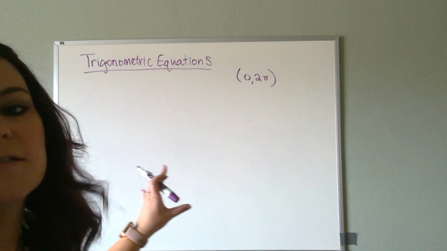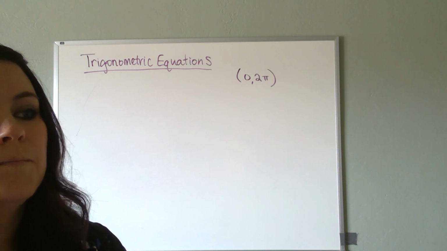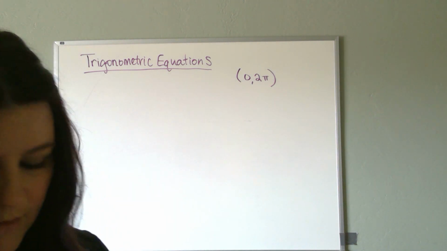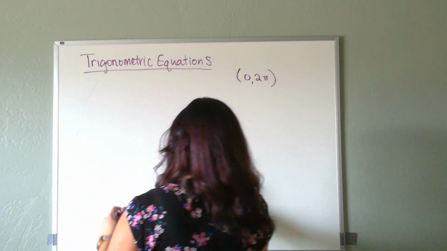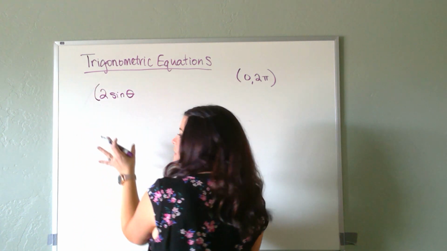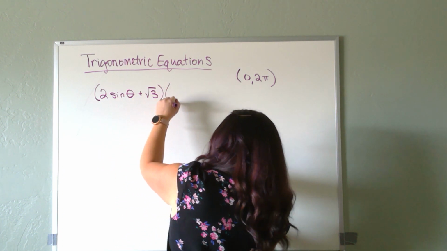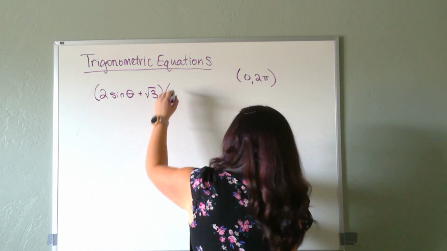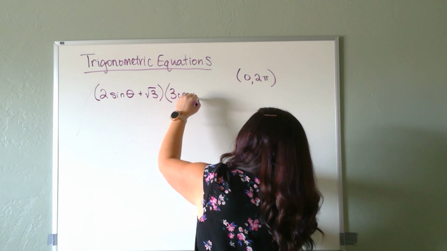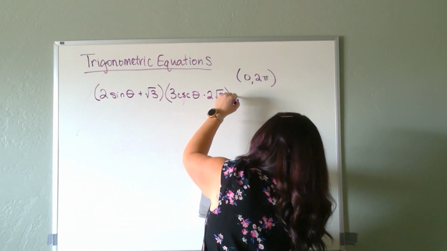So you guys, you have questions that look like all of these examples that I'm doing today. And it won't let you move on until it knows that you know how to do it. So let's look at some different types. In this example, I have in parentheses 2 sine theta plus the square root of 3, and then next to that, in another set of parentheses, I have 3 cosecant theta minus 2 root 3 equals 0.